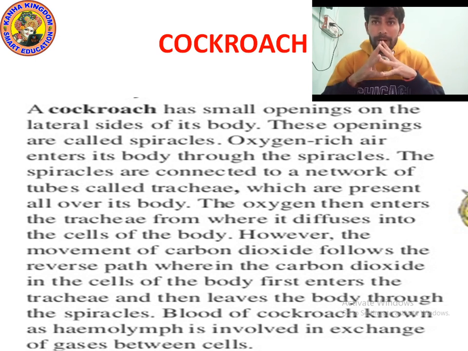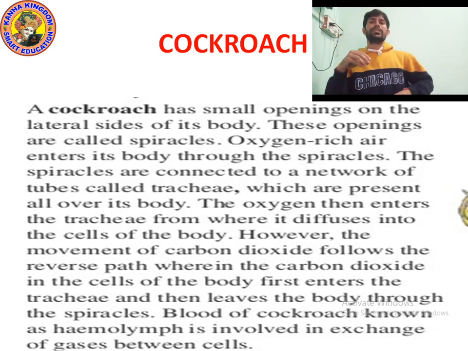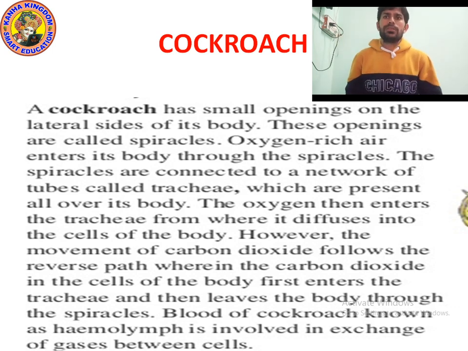Okay, and remember kids, the blood of cockroach is called hemolymph, which is involved in the exchange of gas between cells. Through the hemolymph, which is actually a blood, the gases are transferred, come inside, go out. It actually helps as a transport system between the cells.